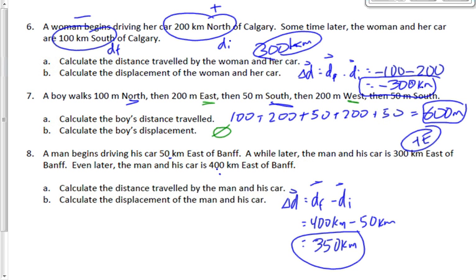What's the distance traveled? Well, we didn't change direction. So the distance is going to be the same as the displacement, isn't it? It's going to be 350 kilometers.